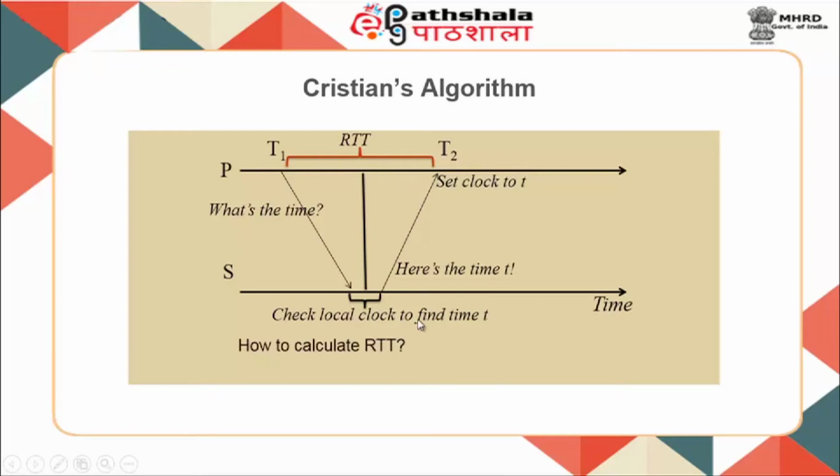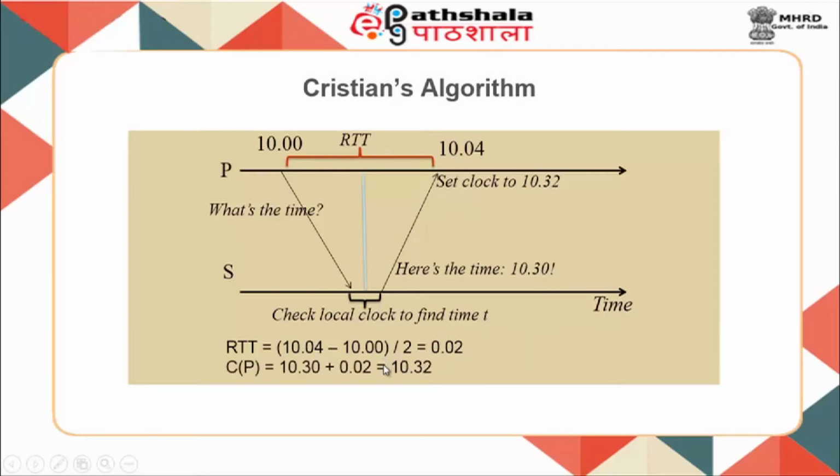So, how do we calculate RTT? Very simple. We take T2 minus T1, that is our RTT, and we take this t, add half of RTT, and that should be the value of clock P. Here is an example. At 10:00, P sends the message. At 10:04, it receives the message back. So, what does it do? 10:04 minus 10:00, divided by 2, which is 0:02. Therefore, at 10:32 it sets its clock.